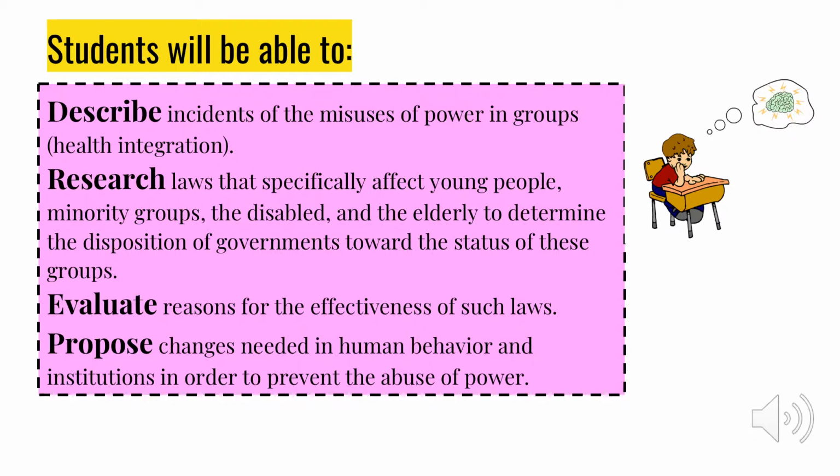Learning from this lesson will enable students to describe incidents of the misuse of power in groups and to research laws that specifically affect young people, minority groups, the disabled, and the elderly to determine the disposition of governments towards the status of these groups. Further, they should be able to evaluate the reasons for the effectiveness of such laws and to propose changes needed in human behavior and institutions in order to prevent the abuse of power.